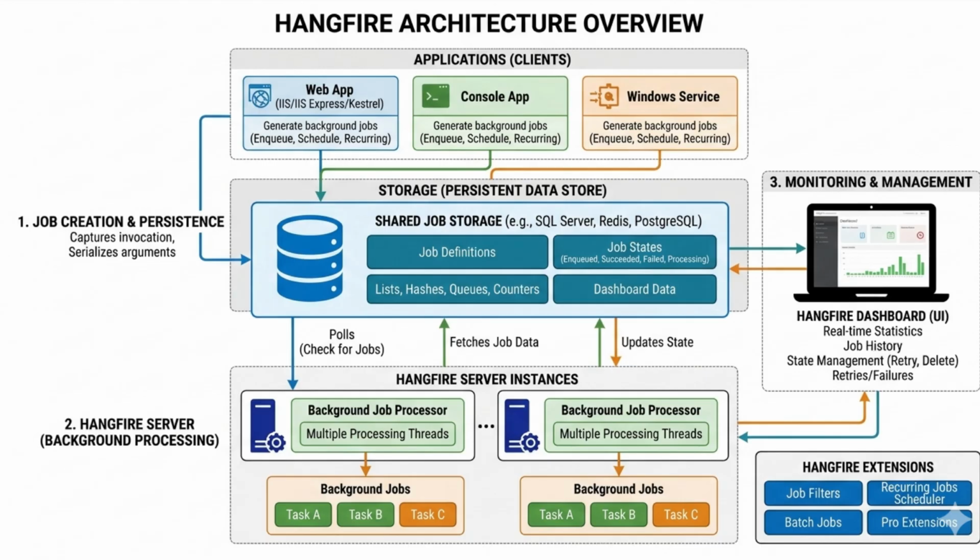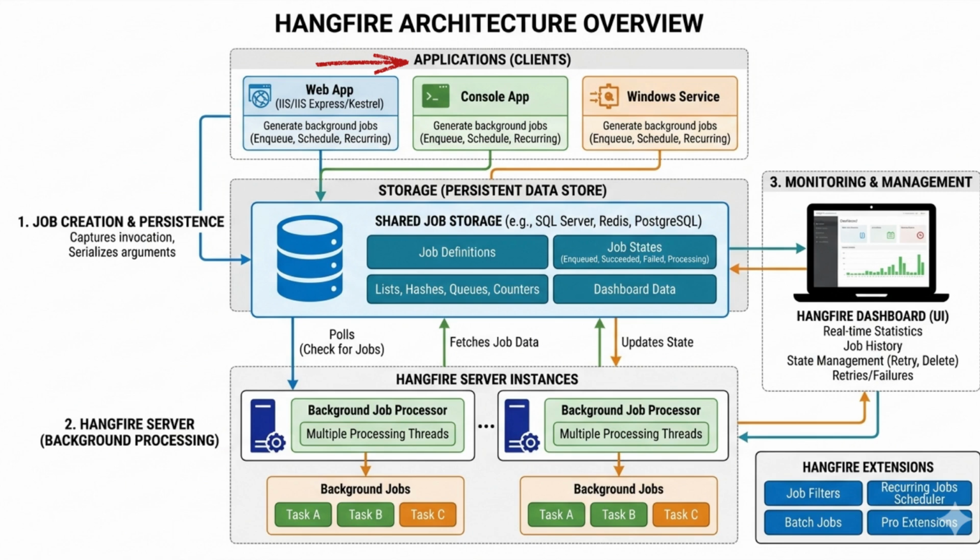Hangfire's architecture is a robust, decoupled system designed to handle the complexities of background job management with high reliability. It follows a distributed client-server-storage model, ensuring that long-running and scheduled tasks don't block your application or your main thread. So the first component is the client, which is also known as job creation.